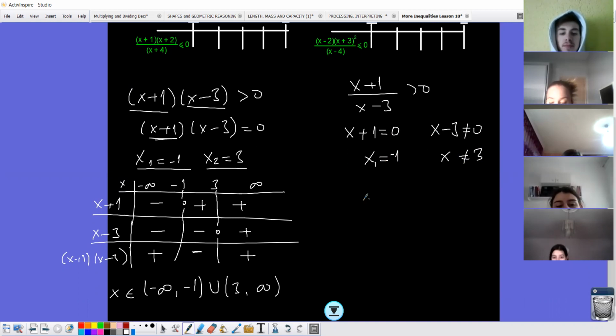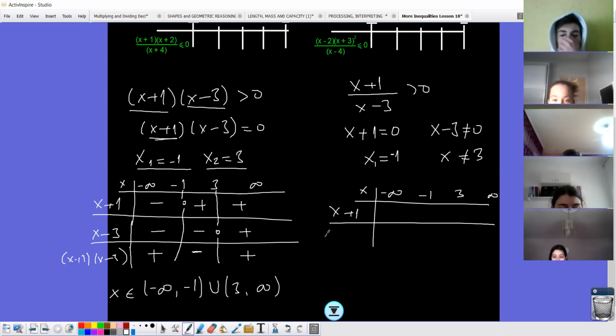Okay. How will we write the sign chart? Again, we'll have the same one. But here it is division. Minus infinity, minus 1, 3, plus infinity. x plus 1 here, x minus 3 here, and then x plus 1 over x minus 3 is the result.